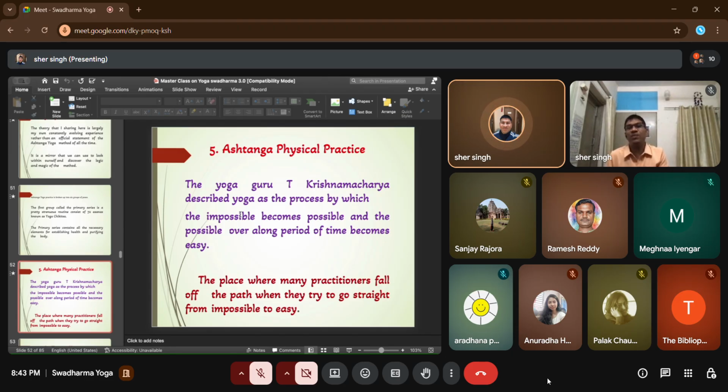The impossible becomes possible, and possible over a long period of time becomes easy. But what we generally do, and the place where many practitioners fall off the path, is that they try to go straightaway from impossible to easy. This is a very practical line Krishnamacharya mentioned: we always try to go from impossible to easy. But first we have to make the impossible thing possible. Then when we continue, it becomes easy.